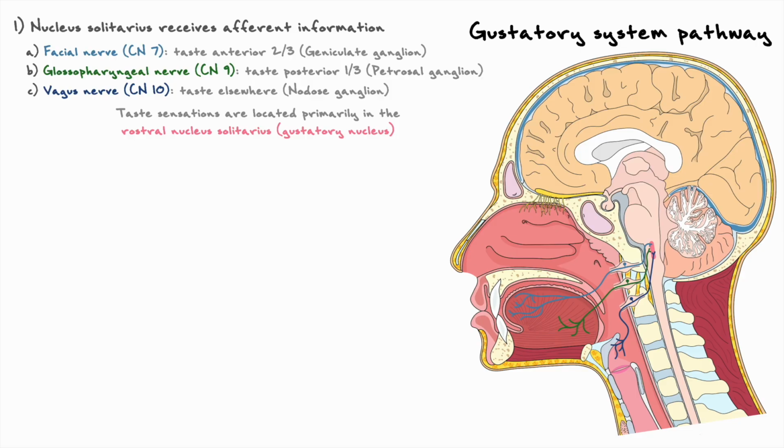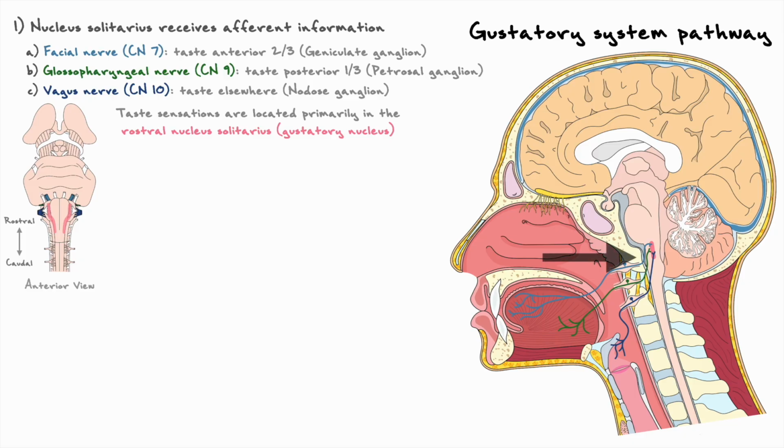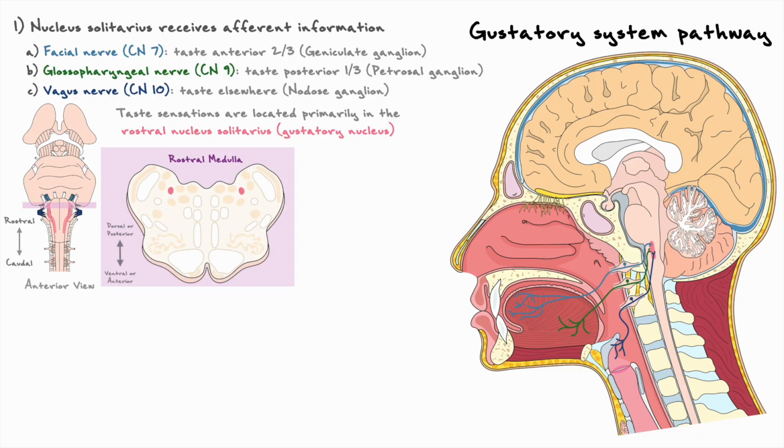Now, to find this gustatory nucleus, let's take a look at the interior surface of the brainstem. In other words, we'll look at the brainstem from this direction. The extent of the nucleus solitarius, as highlighted in light red, is pretty long and is generally divided into a rostral and caudal section. To put it simply, rostral is towards the head, and caudal is towards the feet. So if we take a cross-section at the rostral medulla, this is where we'll be able to find the rostral nucleus solitarius, or simply the gustatory nucleus.